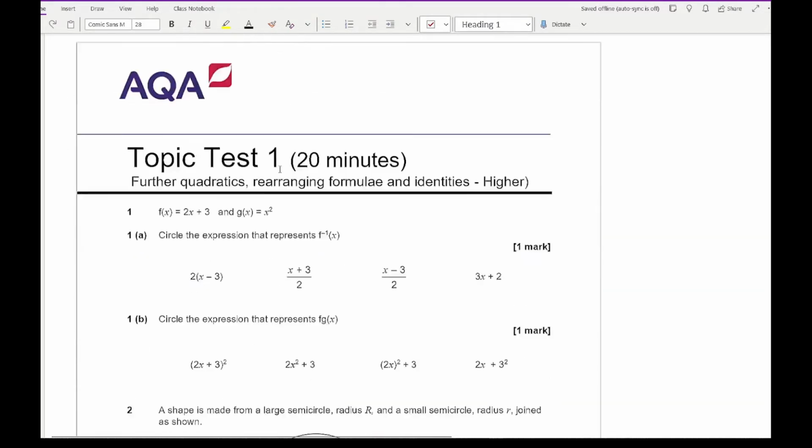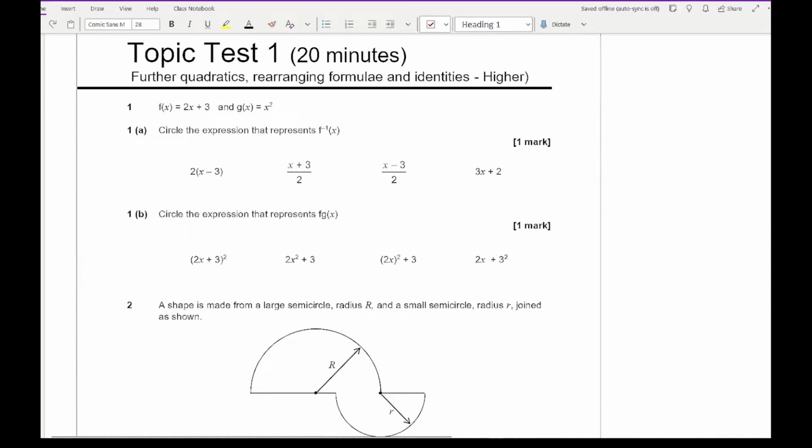Looking at question 1, it's related to functions. It says that the function f of x is equal to 2x plus 3, and g of x is equal to x squared. It says circle the expression that represents the inverse function of f of x.